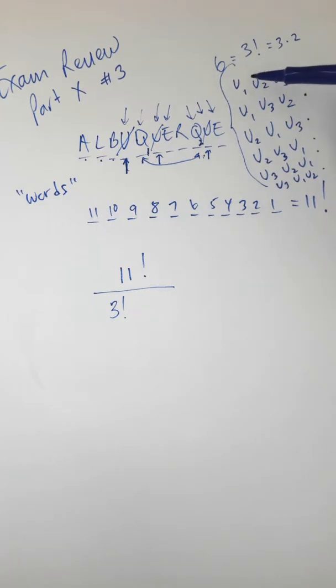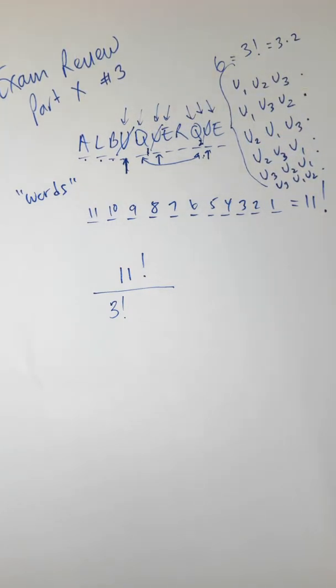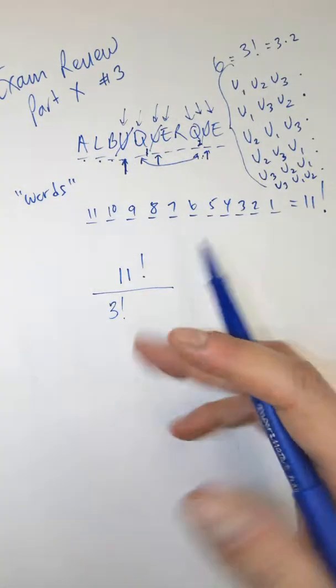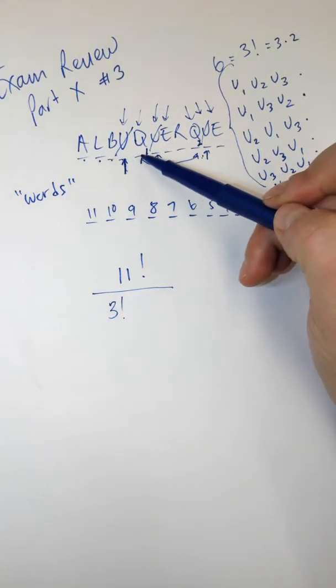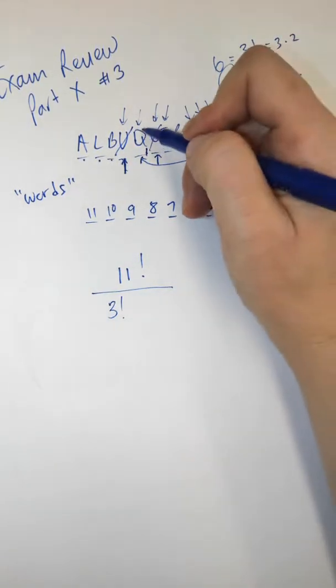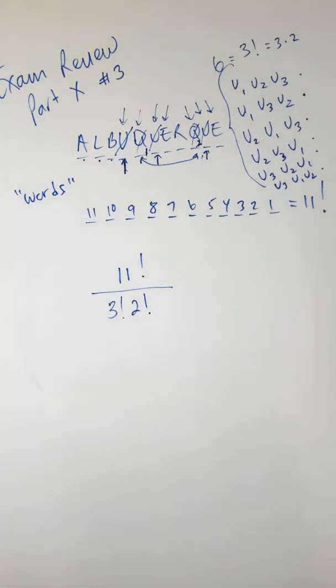These would all give duplicate words. I know that there's a first U, a second U, and a third U. But with math, we don't care. They're just all U's. So we have to get rid of the duplicates, and that's where this 3 factorial comes in. Okay, how many Q's are there? There's 2 Q's, so we're going to use 2 factorial to represent the duplicates.